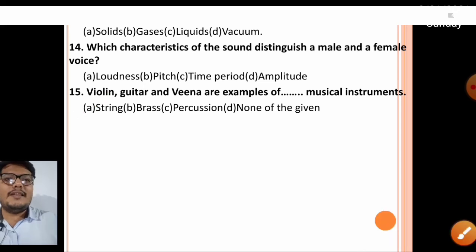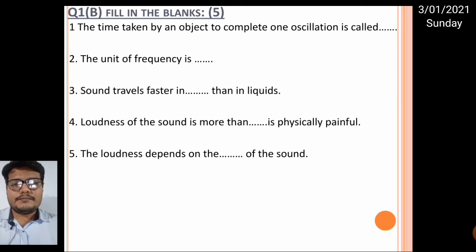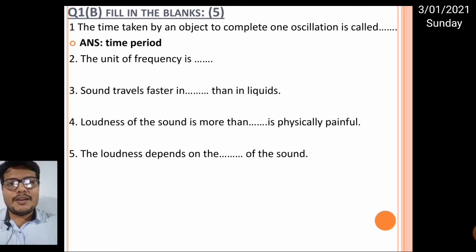Okay, let's go for the next here. Fill in the blanks. First one. Time taken by an object to complete one oscillation is called, if you remember, time taken by an object. Here we are talking about time, right? Simply it is the definition of time period. So in the blank, what will it be? Time period.